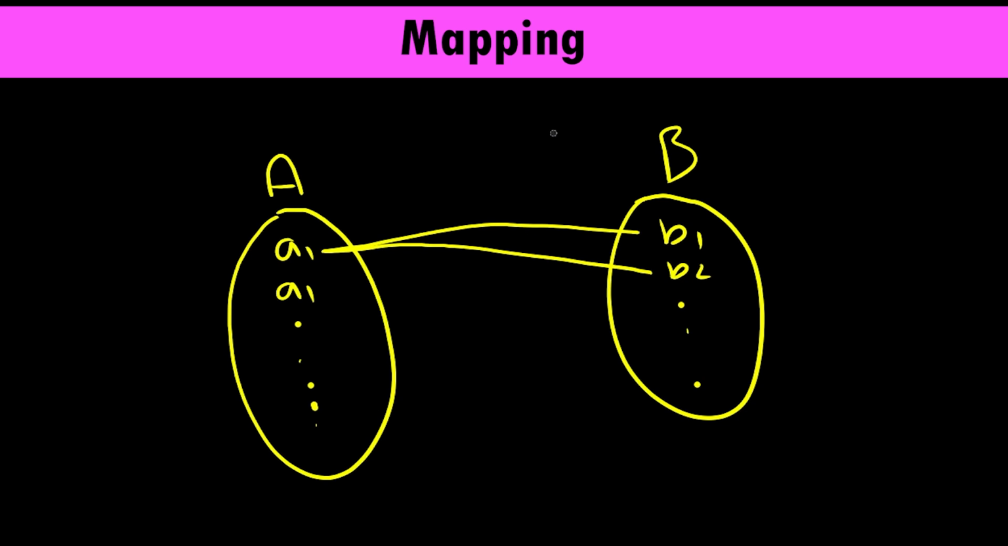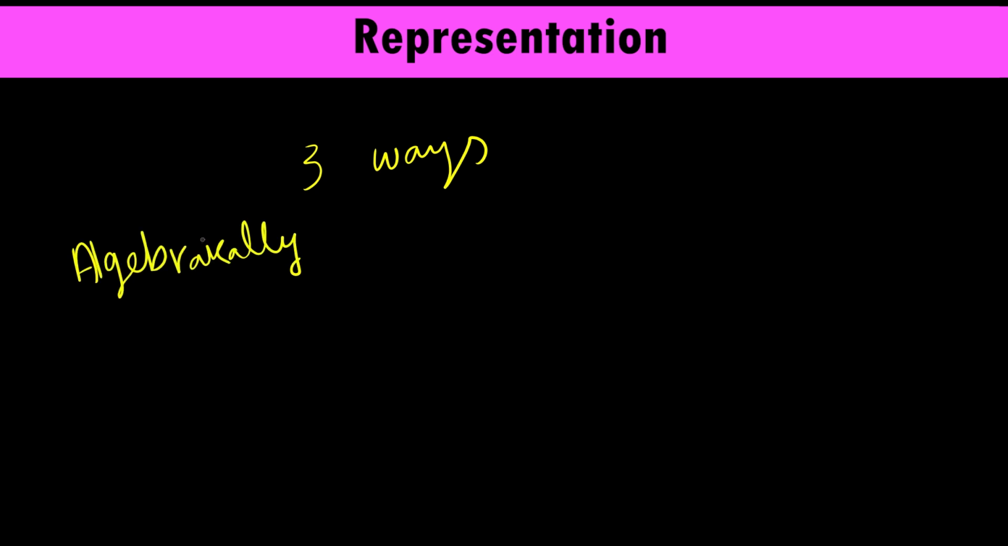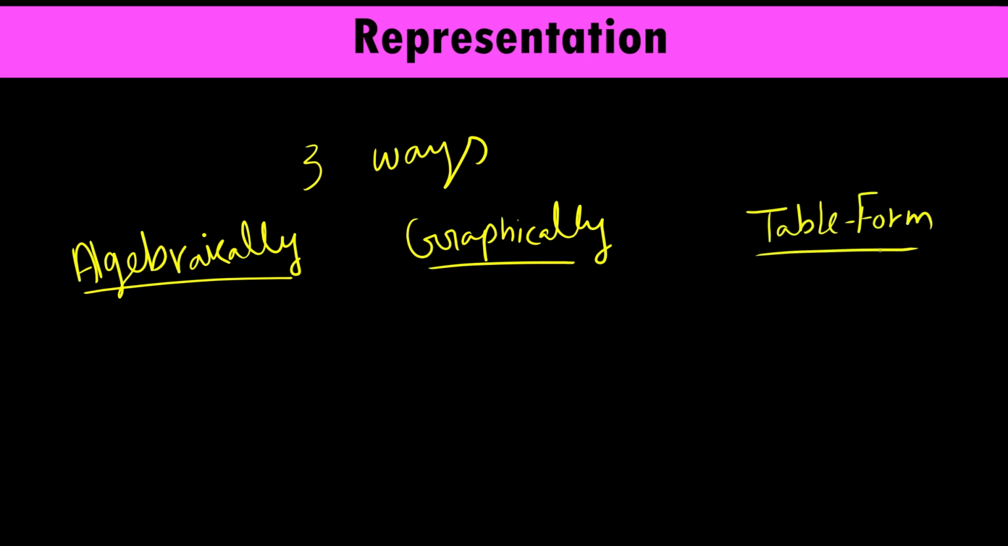Now let's talk about the representation of a function. The function can be represented in three ways. First is algebraically. Second is graphically. The third is in table form. Okay, in algebraic form, we write functions in the form of equations like f of x is equal to anything. For example, I write x squared plus 1. So this is a function.